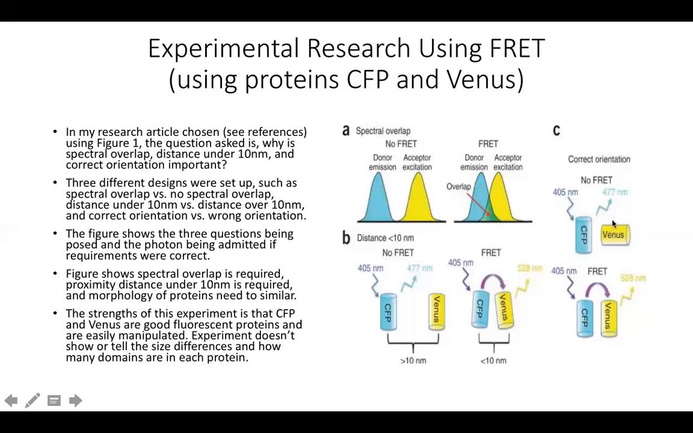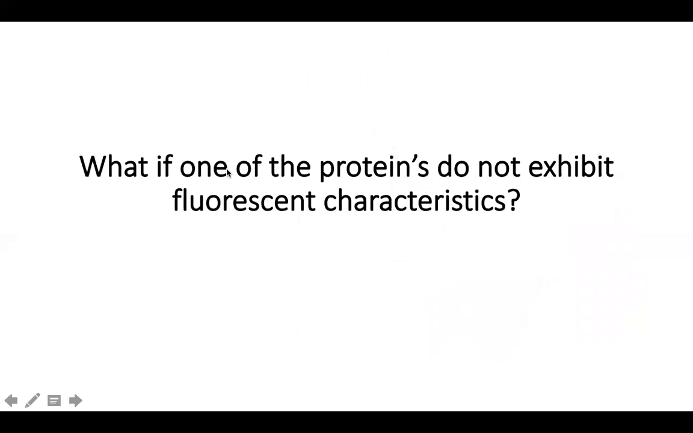And then C, when it's in the correct orientation, it still emits it, but when it's the wrong morphology, it'll not go through and the energy will not be transferred as supposed to. But overall, this was the main part of the experiment, just making sure you understand the basis of how fluorescence resonance energy transfer works. It's really important to have these three things. You need to have them like this in order for the energy to be transferred to the other protein to emit the photon. What if one of the proteins does not exhibit fluorescent characteristics?